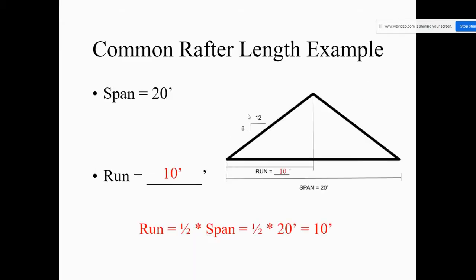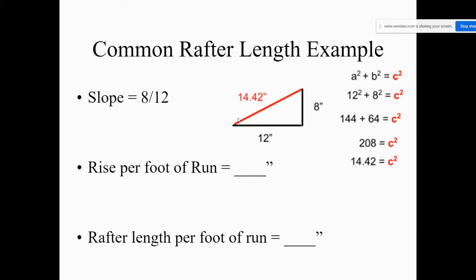All right, so I just inverted this slope here, so it's 12 inches of run, 8 inches of rise. So rise per foot of run, for every 1 foot or 12 inches, it rises 8 inches. All right, that's where you get 8 inches.